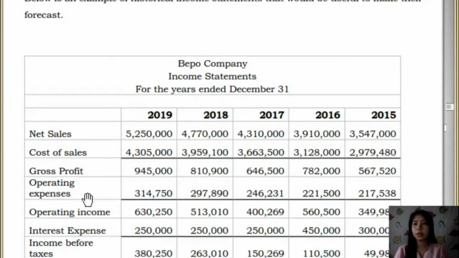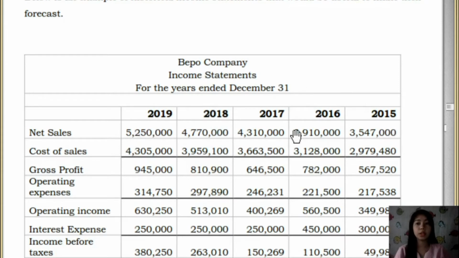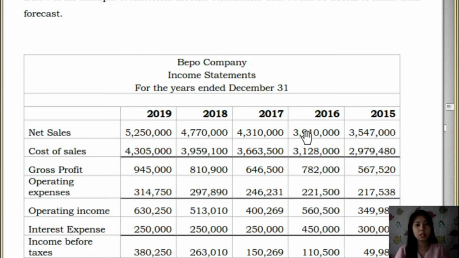So, you have previous years net sales. So, this will be your basis. As we see, pataas naman ng pataas yung sales ni Beppo Company from 2015. Okay? So, you can also compute how much increase each year, and then maybe for 2020 you can generate how much increase in net sales will be. So later on we're going to compute for it.